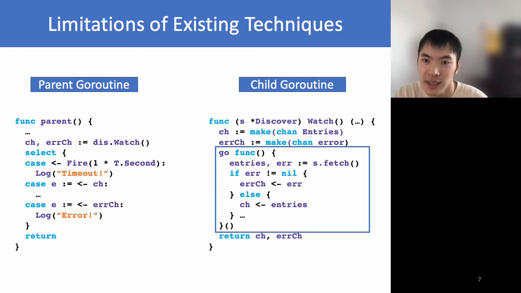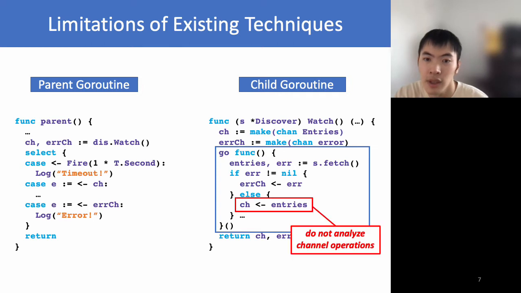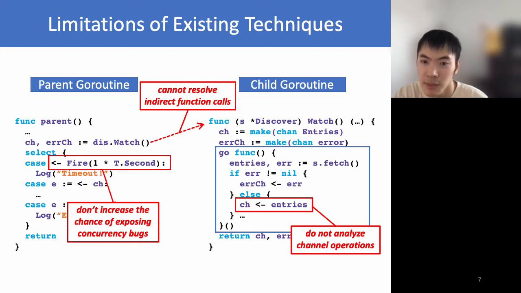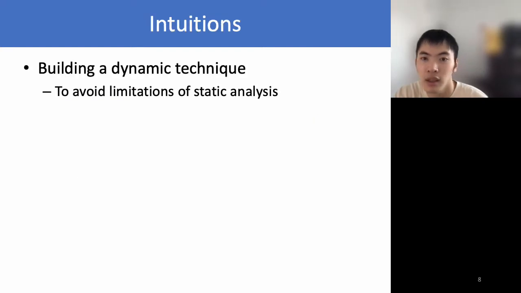Unfortunately, no existing techniques can effectively detect channel-related bugs similar to this one, for three reasons. First, concurrency bug detection techniques designed for traditional programming languages only monitor shared memory accesses and shared memory primitives. They do not consider and analyze channel operations. Second, existing static techniques designed for Go cannot resolve complex indirect function calls. Third, existing dynamic techniques for Go merely report triggered concurrency bugs, and they cannot increase the chance of exposing concurrency bugs.